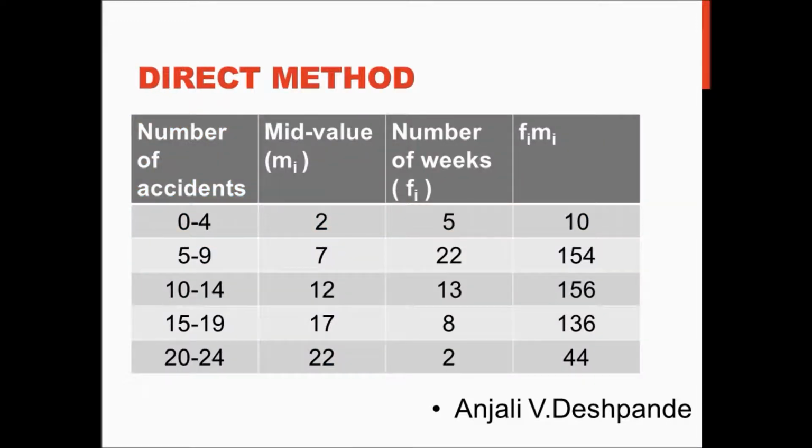So for this, what we are going to do, firstly we are going to see what is called the direct method. In this direct method, first of all we find out the midpoint of the class interval. So here, number of accidents, then midpoint of the class interval. So 0 to 4 midpoint is 2, then 5 to 9 midpoint is 7, then 10 to 14 midpoint is 12, 15 to 19 midpoint is 17, then 20 to 24, 22.